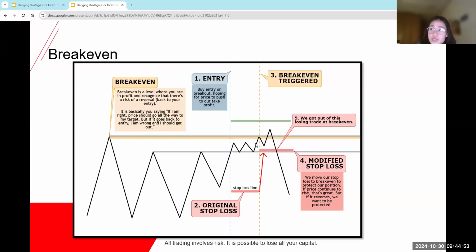But once price has broken above this break-even level, we would then move our stop loss all the way up here to our entry, so that it protects our position. If price continues to rise, that's great, but if it reverses, we want to make sure that we're protected over here. So it's a good thing that we did, because price then reversed and we got out of this losing trade at break even.